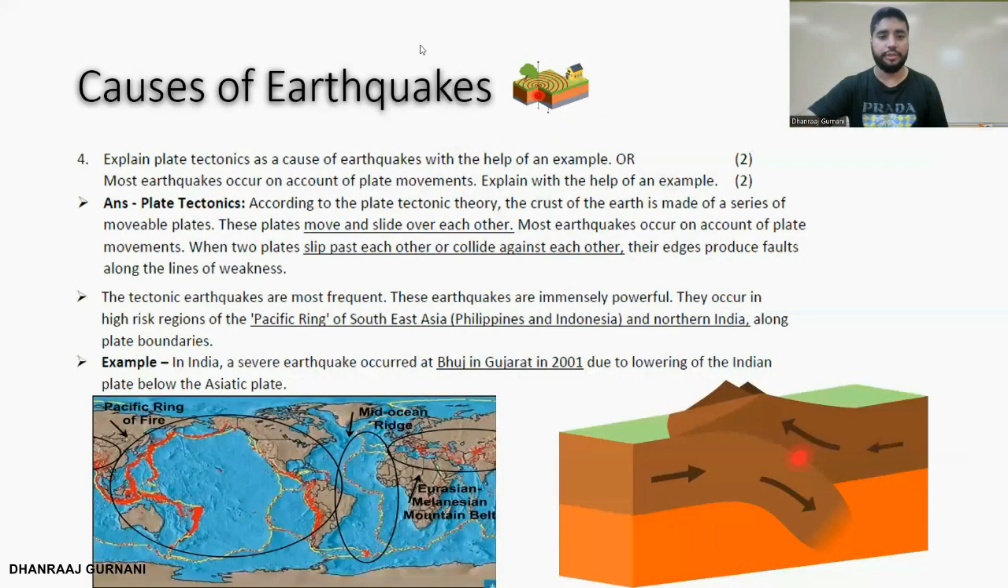Moving to the next cause, question number 4. Explain how plate tectonics cause an earthquake with the help of an example.